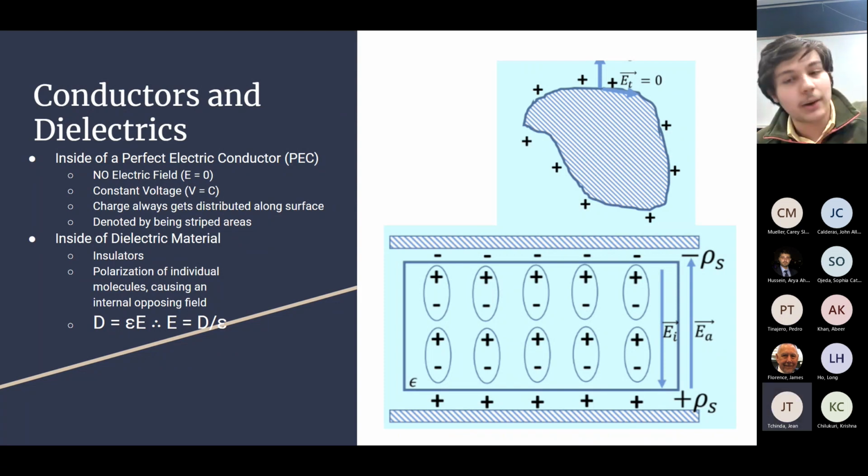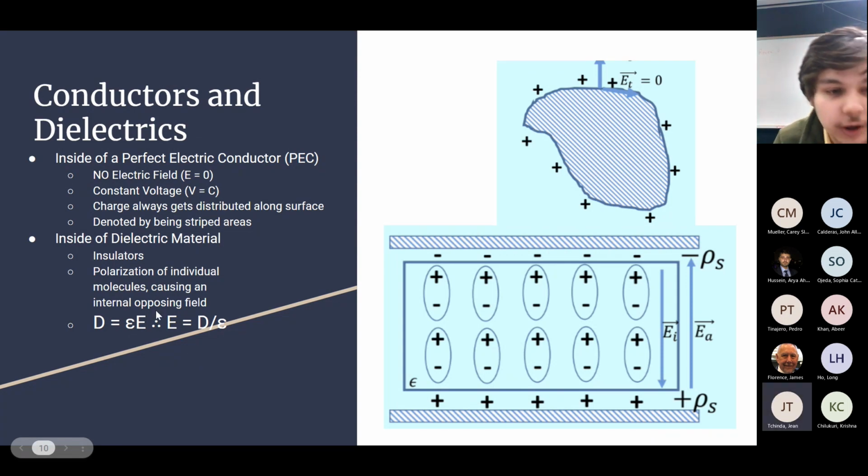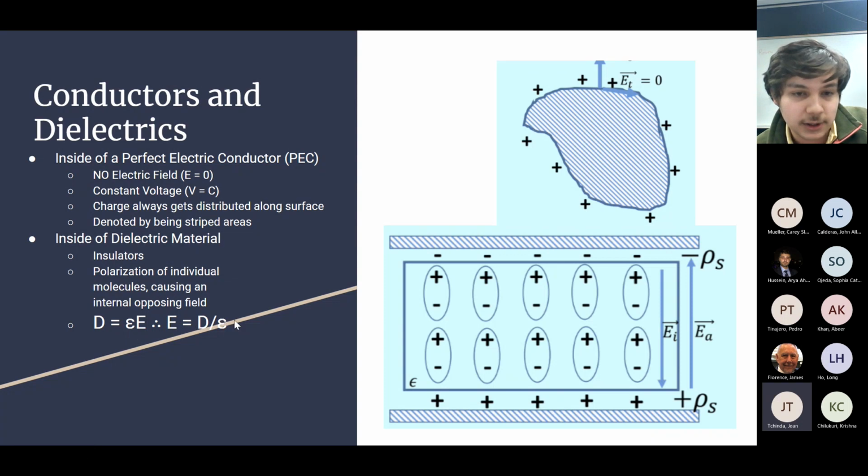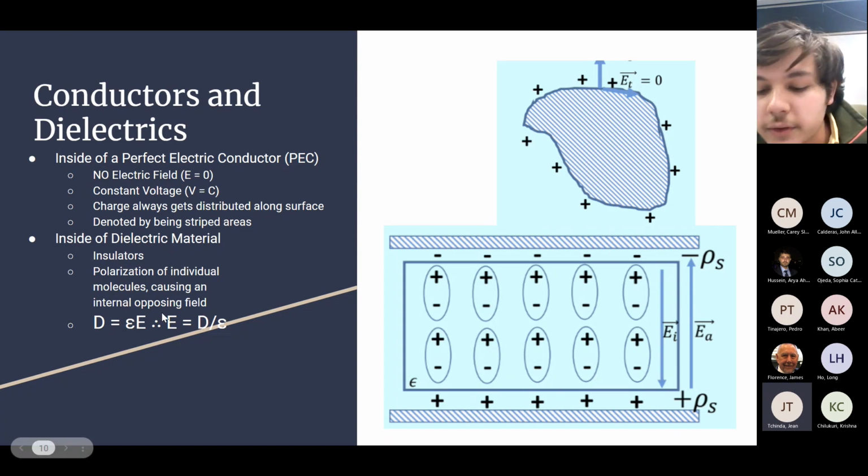So what this tells you is that whenever you have a dielectric inside of an electric field, your electric field is going to be weaker. You get that from D is equal to epsilon E. Therefore E is equal to D divided by epsilon. So D is going to be the same, but your epsilon is going to increase, so your electric field will decrease. It's good to know on a conceptual level.